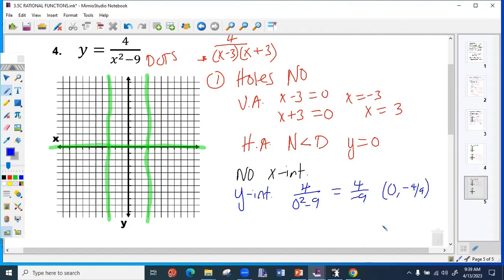Ooh, I like how that 4 looks. Yeah, I like it. This one right here. Yeah, turned out decent there. All right, so my y-intercept is right here.